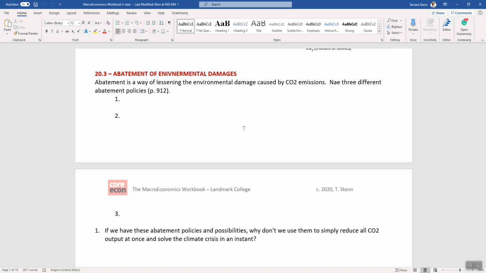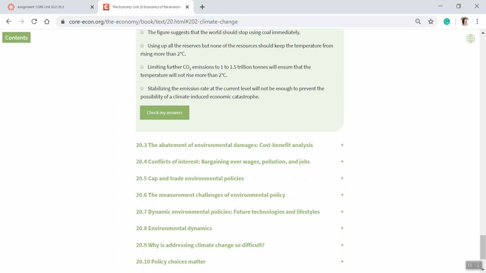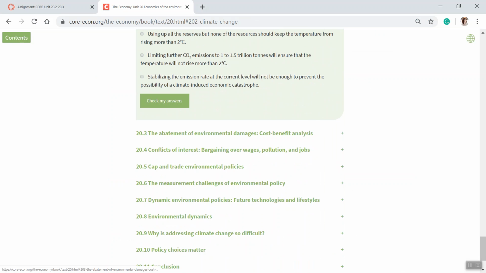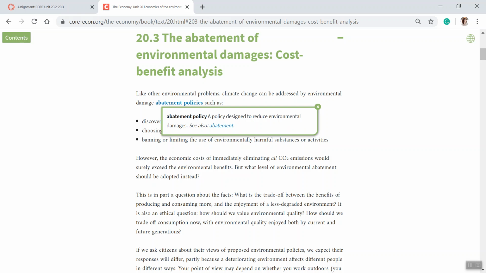So let's go take a look at our book. All right, so here's 20.3. I'm going to open it up, and we're talking about abatement. Some of us might have heard of that term abatement before. Basically, abatement, if I click on this, it's a policy designed to reduce environmental damages. So abatement is all about reduction, and it's reduction done through policy.